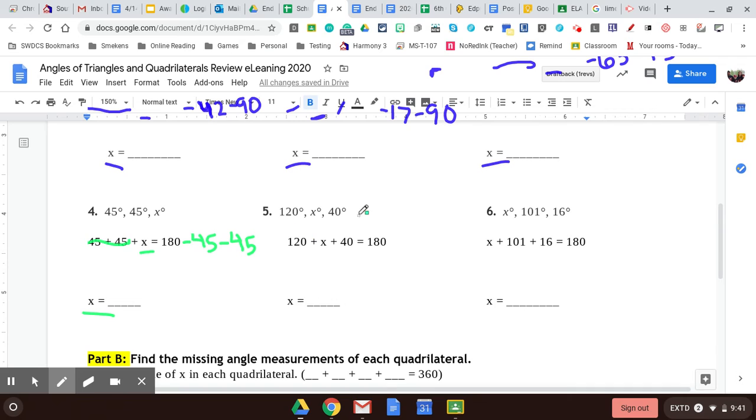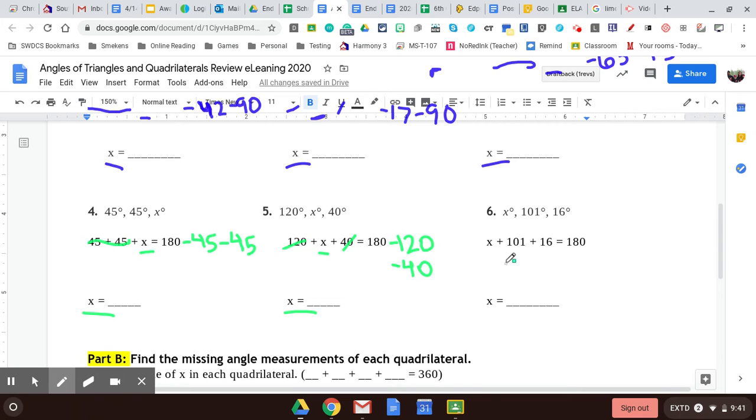Great job. I have three angles again, so it must be a triangle, so it must add up to 180. I have to do the opposite operation of addition, so I must subtract. And since I must subtract, I take 180 minus 120 minus 40. That cancels out my angles on this side, so I'm just left with x. What is x for number five?